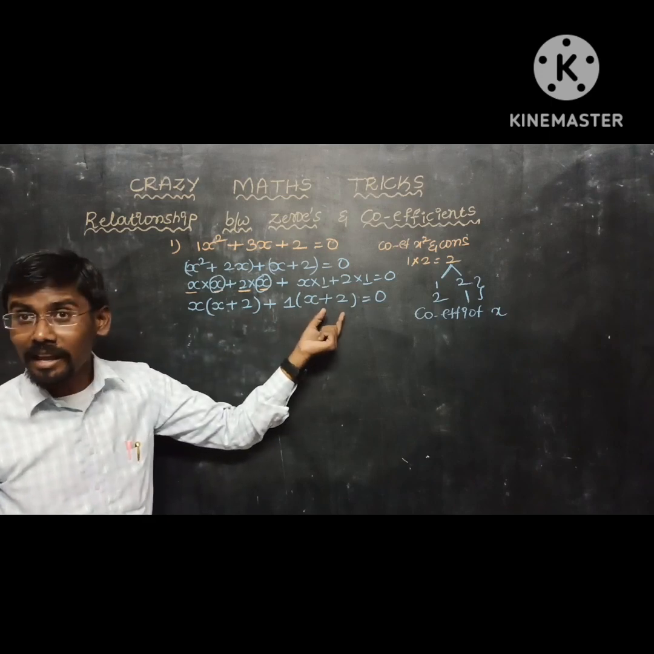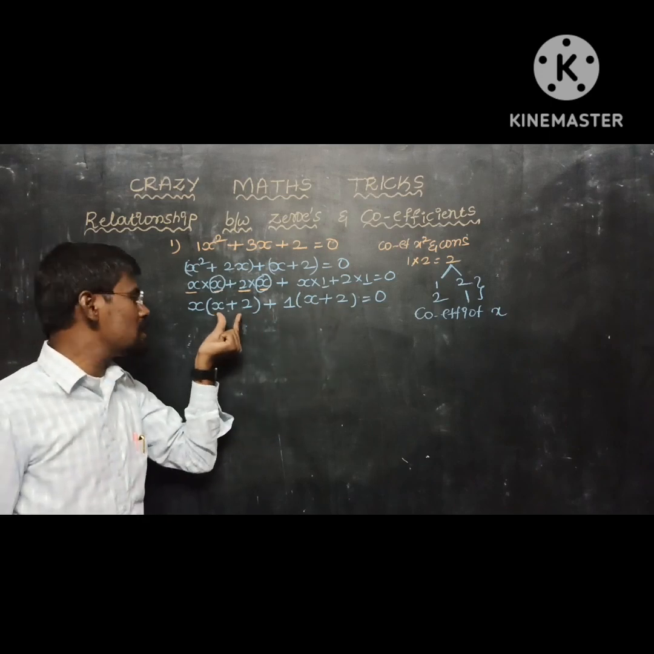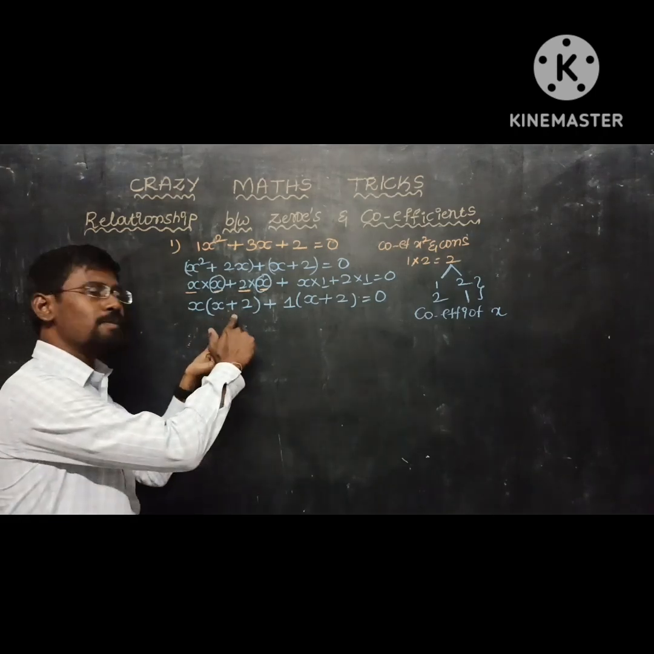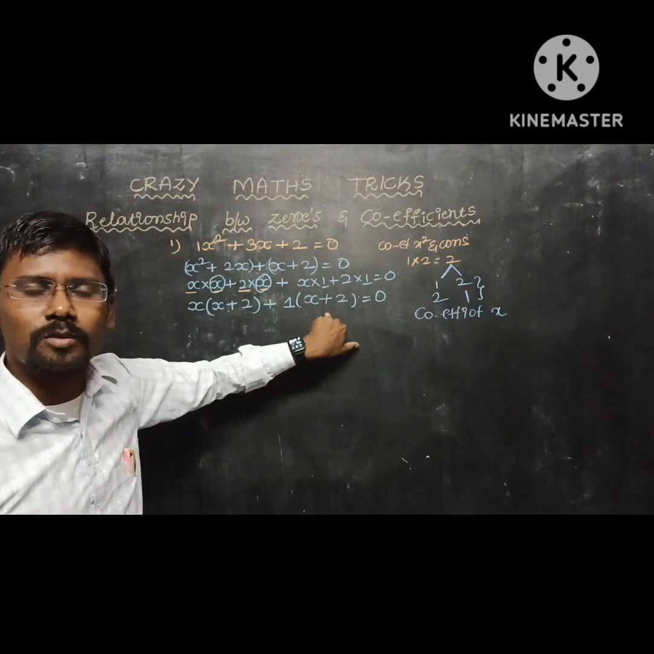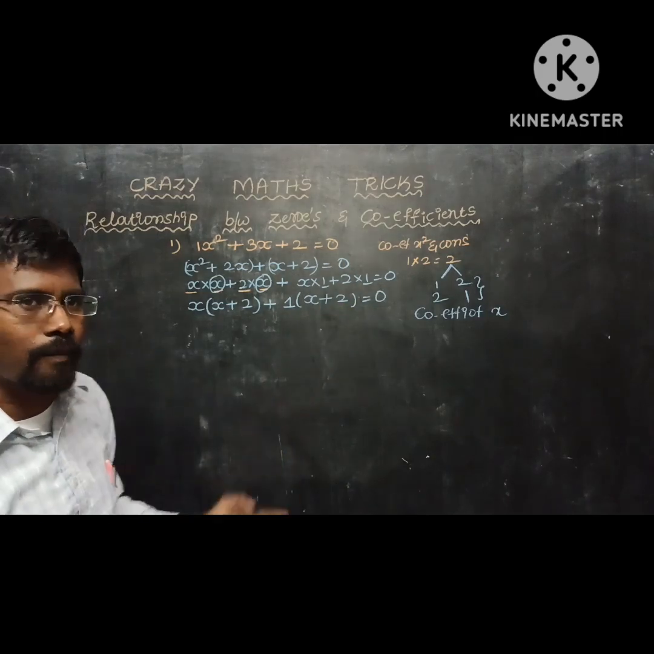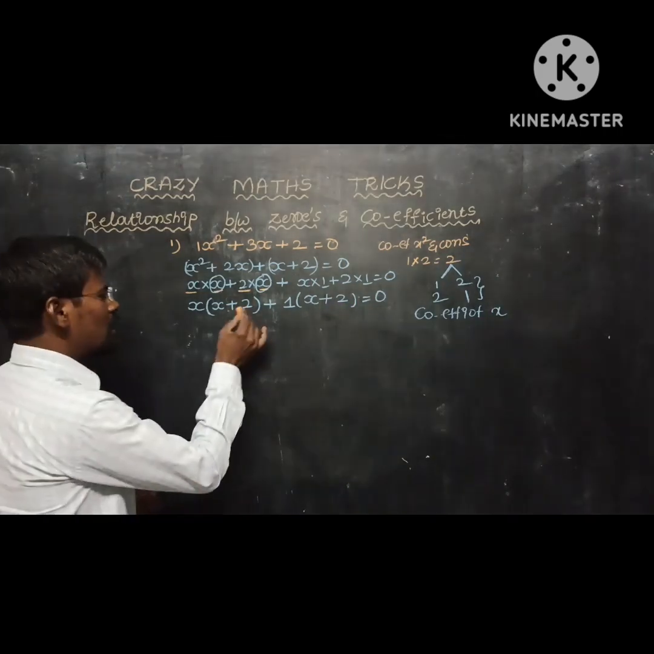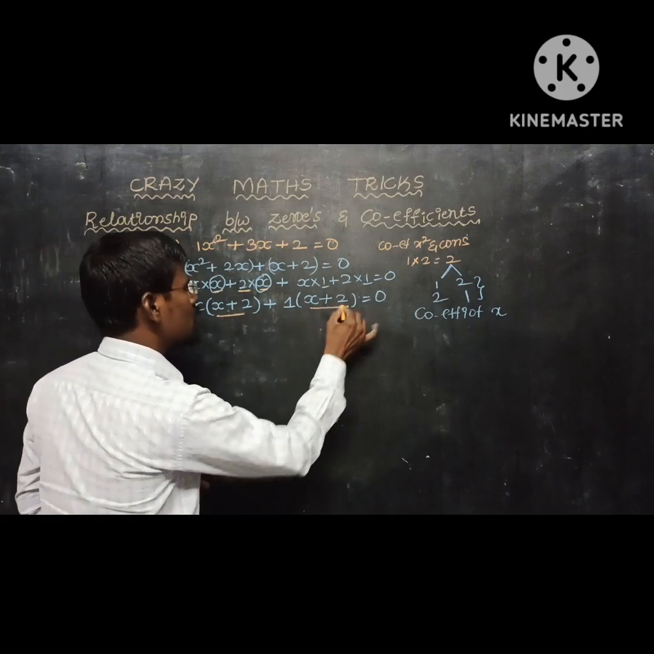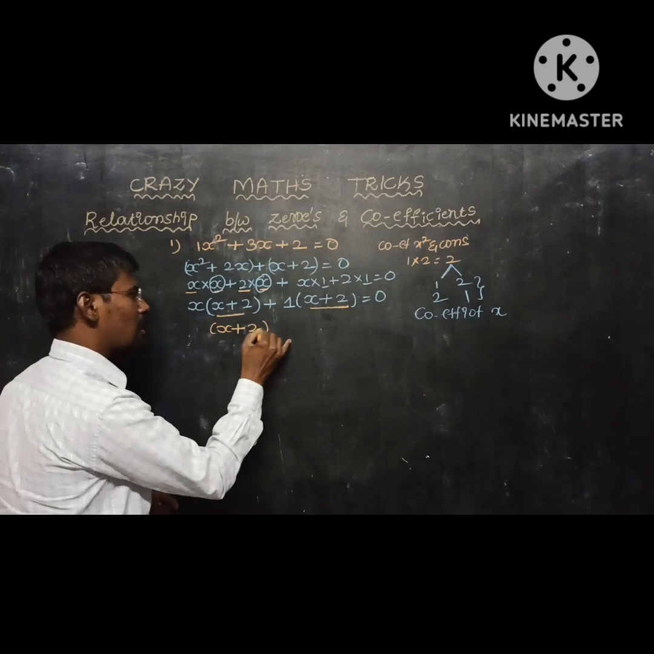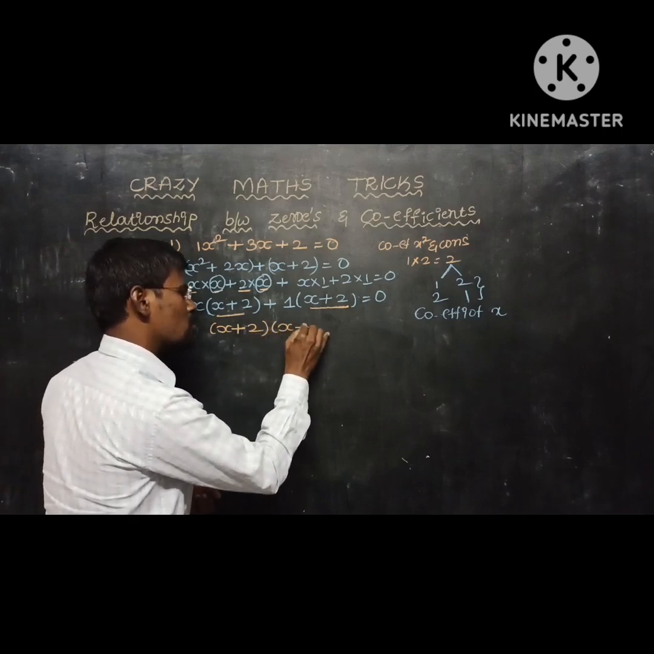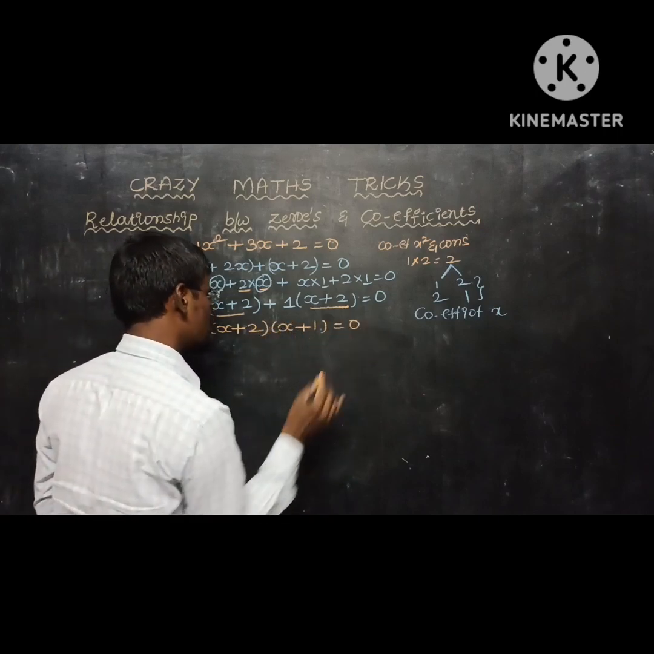We should not get a different term. We should get the same term. For example, here I got x plus 5. In the next bracket also we should get x plus 5. We should not get a different term. Now, in the whole equation, I am going to take x plus 2 as a common. The remaining left is x plus 1 equals 0.